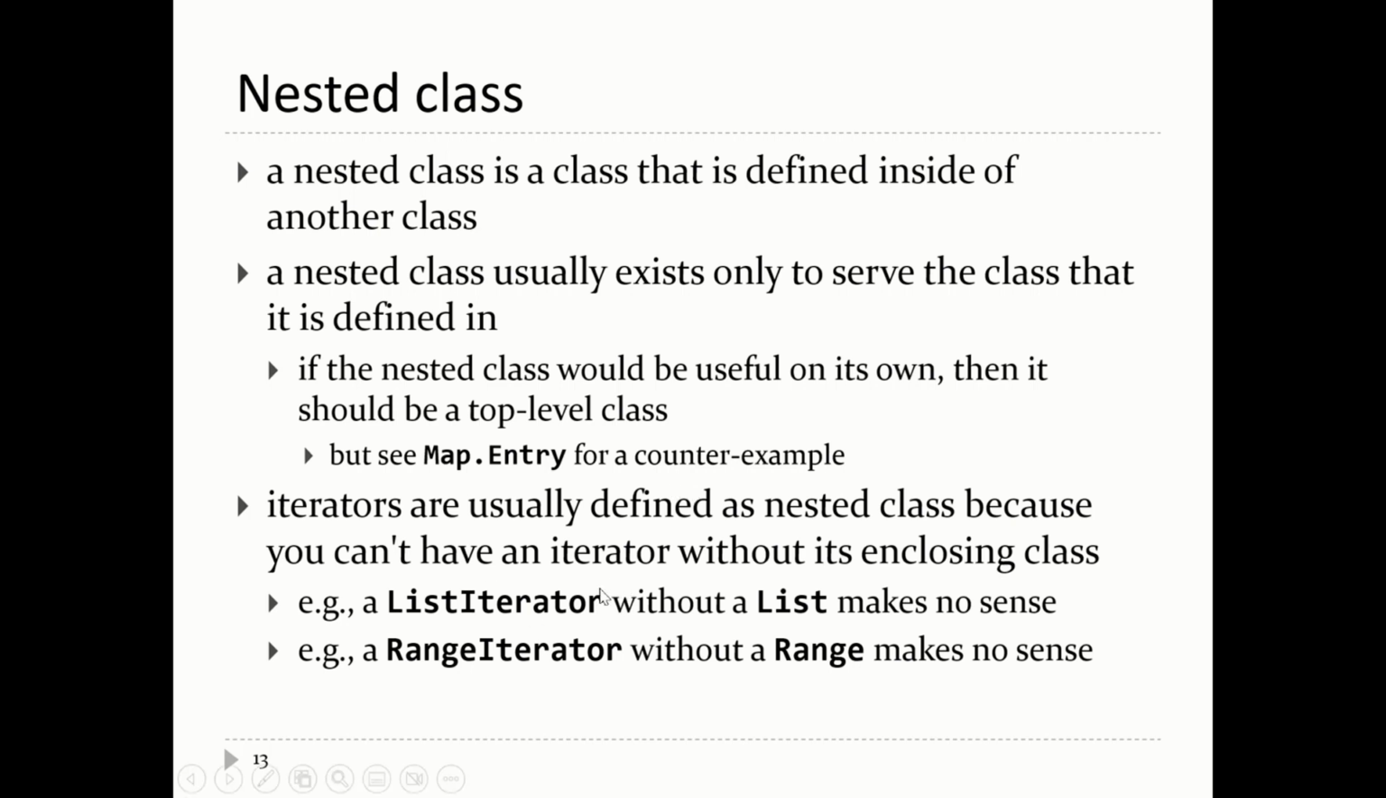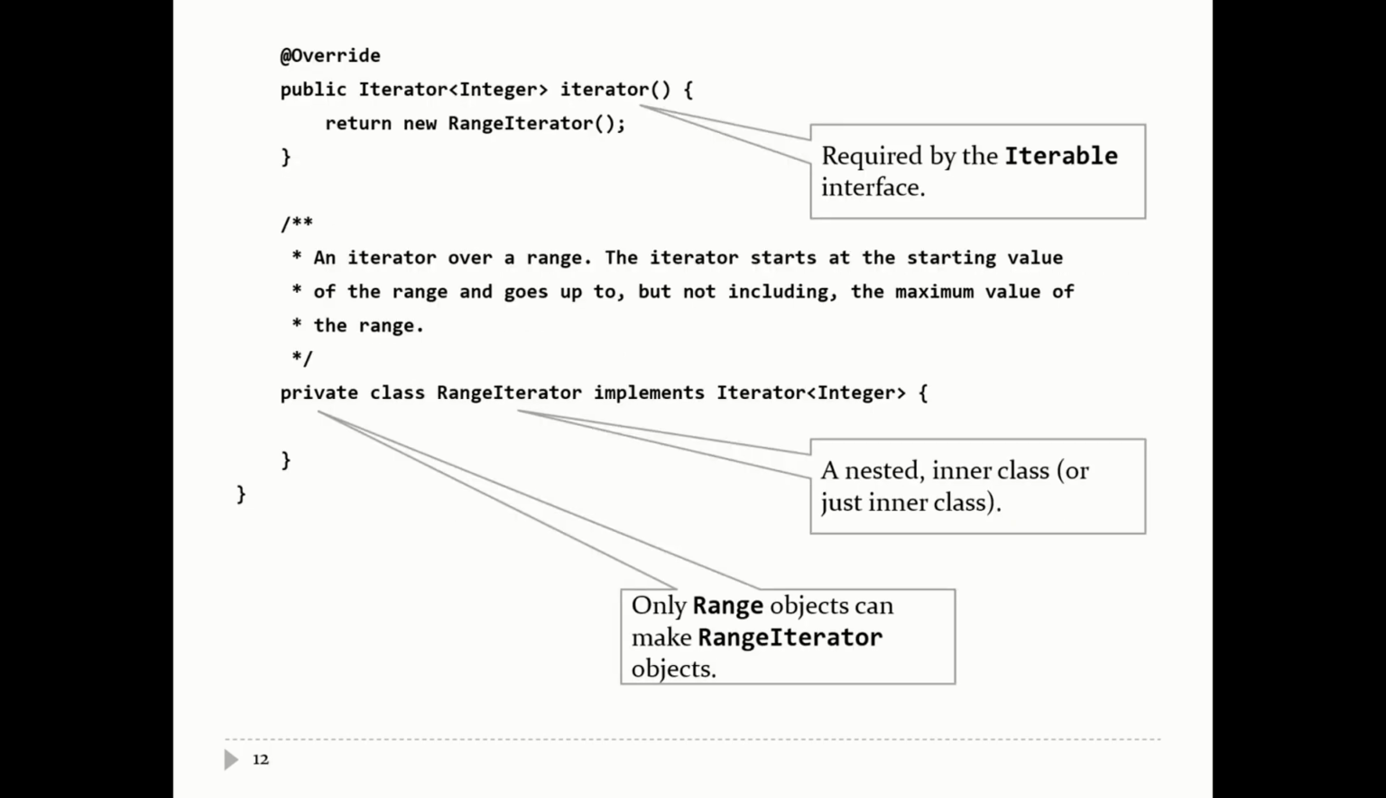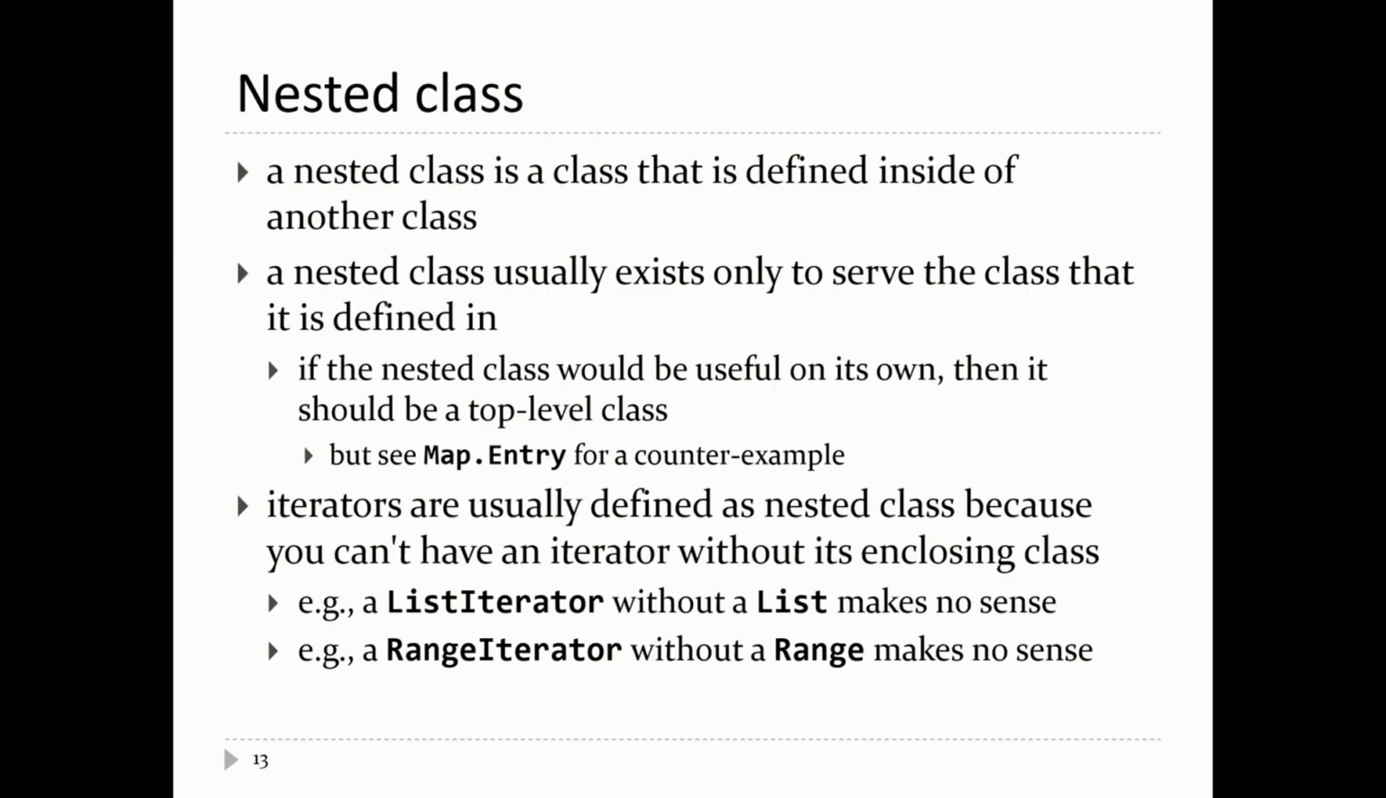When you're implementing an iterator, it's almost always defined as a nested class. Why? Because you can't have an iterator without its enclosing class anyway. It doesn't make sense to have a range iterator if you don't have a range. The only place it makes sense to put this class is inside the range class itself.